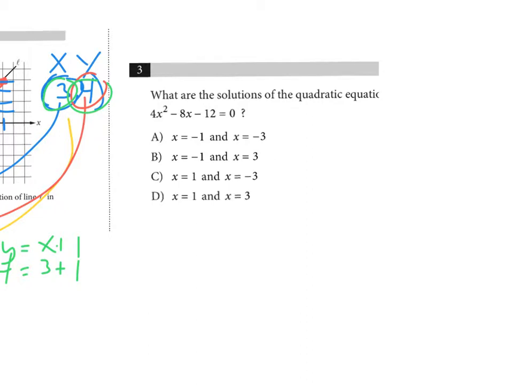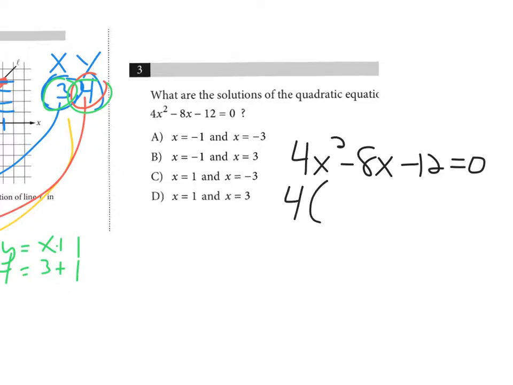Problem 3, which are the solutions to this quadratic equation? Well, in your math class, you talked about solving quadratic equations. You can either solve them by factoring, by the quadratic formula, or by completing the square. Here I'm going to factor out a 4. So here I'm going to have x squared, that gives me 4x squared, minus 2x, that gives me minus 8x if I distribute the 4, and then minus 3.